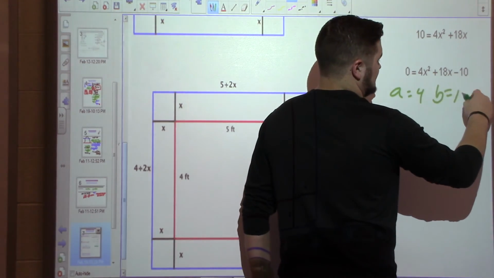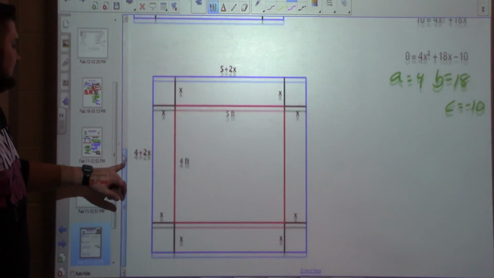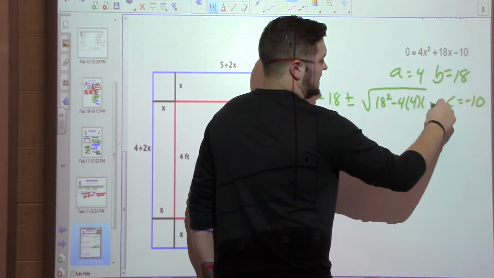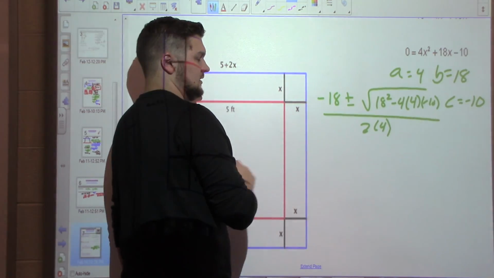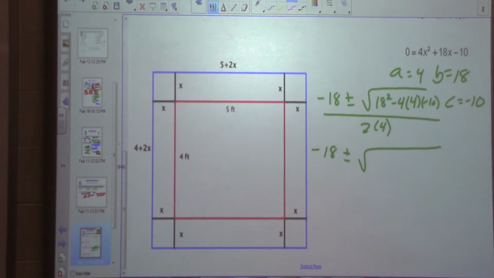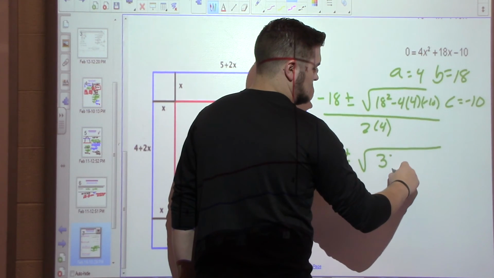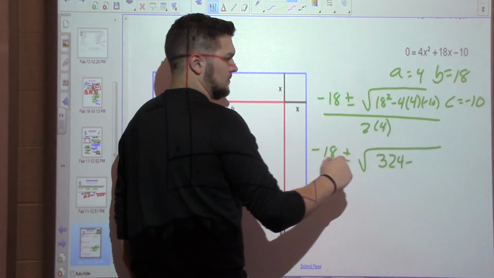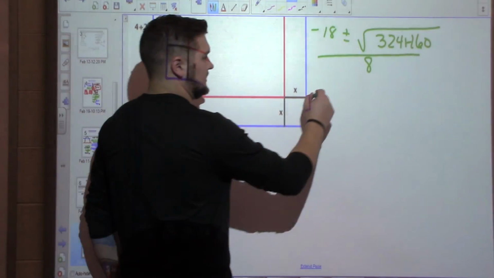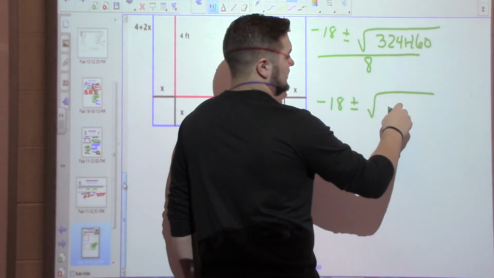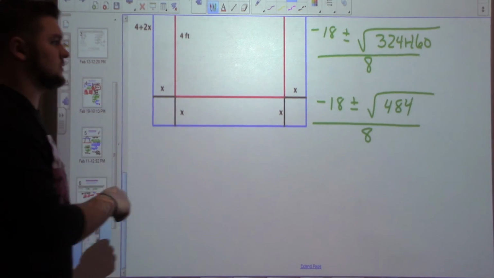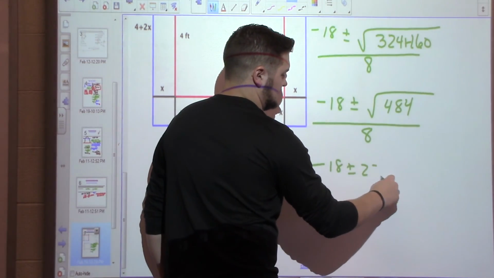A equals 4, B equals 18, C equals negative 10. Negative b plus or minus the square root of b squared minus 4ac, all over 2a. Negative 18 plus or minus the square root. What do you get under the radical there? Did anyone do the quadratic formula? What did you get under your radical? 324 minus 4 times negative 10 times 4, which is negative 160, so plus 160, all over 8. So negative 18 plus or minus the square root of 484, over 8. The square root of 484 is 22. Negative 18 plus or minus 22 over 8.